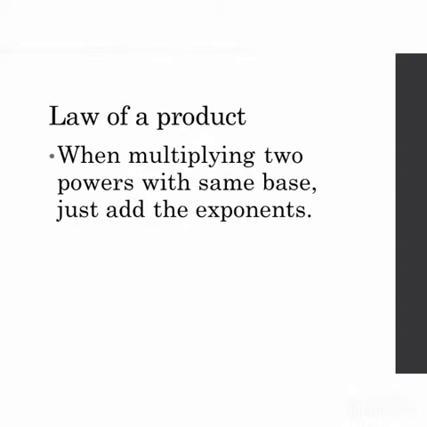Law of a product. When multiplying two powers with the same base, just add the exponents. a raised to m multiplied by a raised to n is equal to a raised to m plus n. x squared multiplied by x squared is equal to x raised to 2 plus 2, and the answer will be x raised to 4.